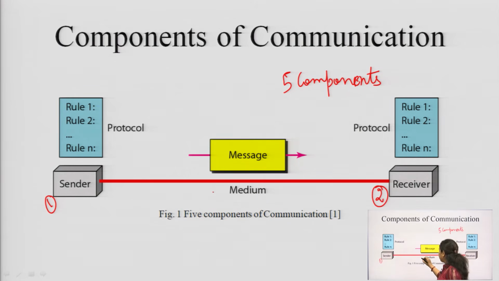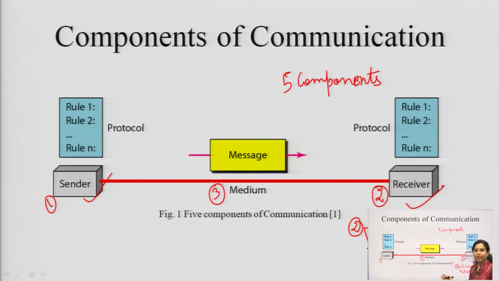Now, the third component is the medium. What is a medium? As you can see from this diagram, there is a red line, a connection set up between the sender and the receiver. Medium is nothing but the link that has been set up between the transmitter and receiver, or the sender and receiver. There are basically two types of mediums: first one is wired, another is wireless.